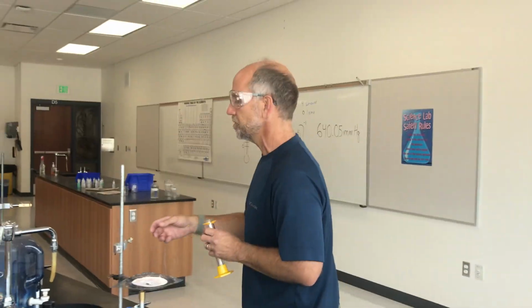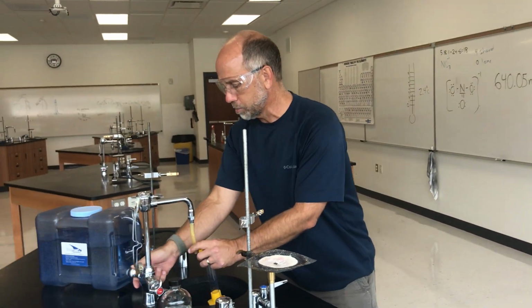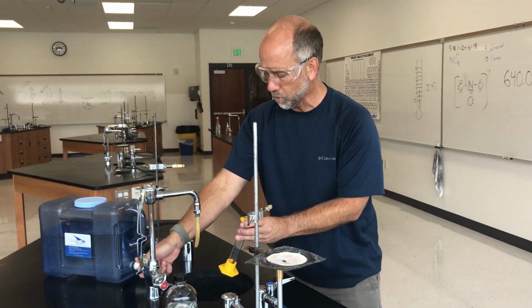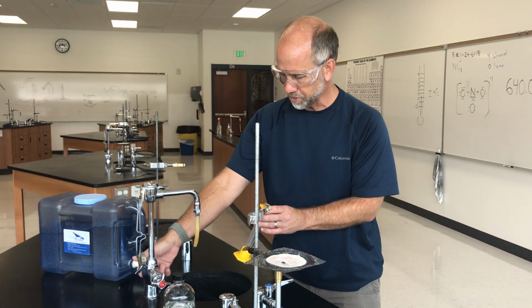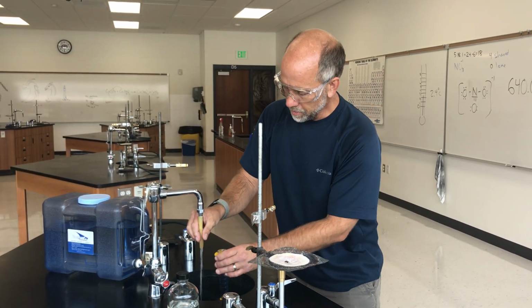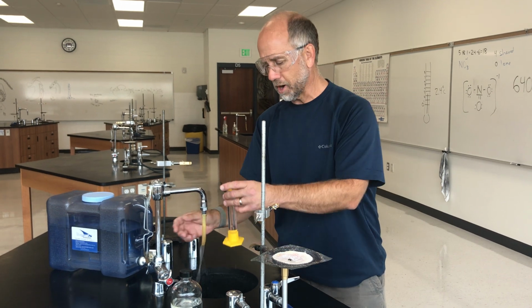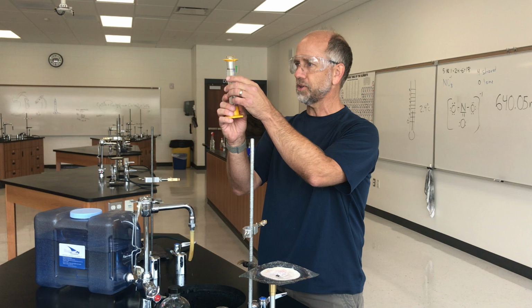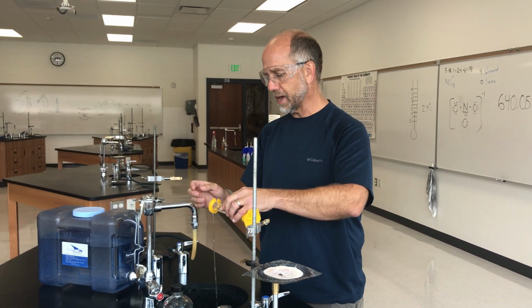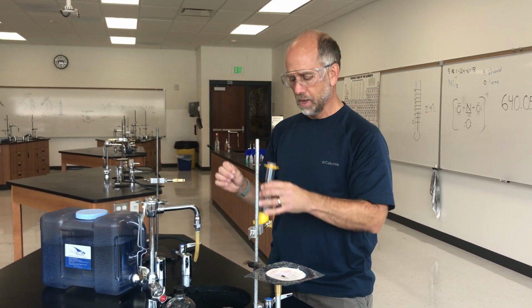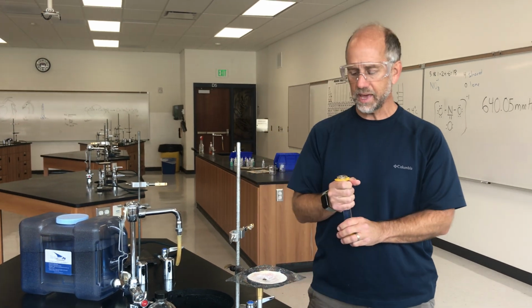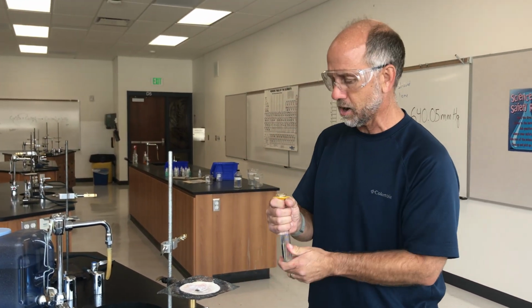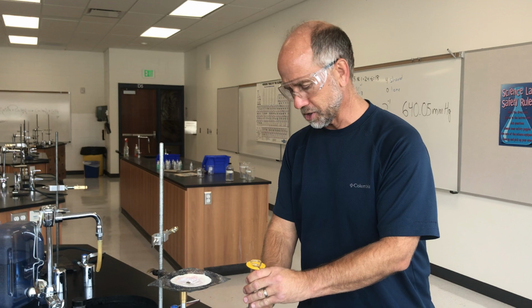Now that we have the mass of the empty graduated cylinder, we need to now put some water, this will be tap water, in the graduated cylinder. Now, it does not matter how much water we use because the density of water is the same regardless of amount. So we're going to get a rather large sample simply so that we can spread out any error that we might have over a larger sample.